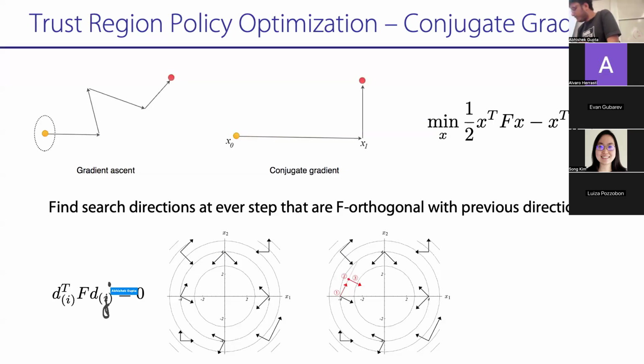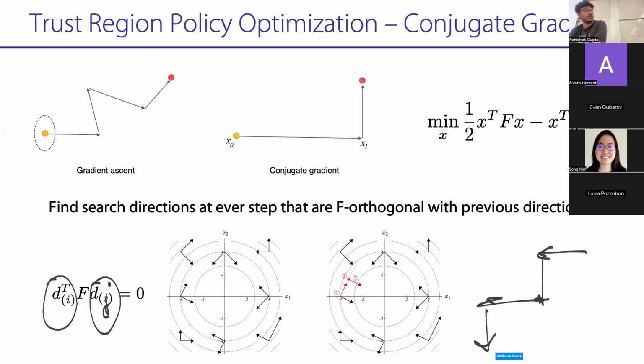That should be J. But let's say your descent direction at one time step was dj, the next time step was di. You're going to choose a descent direction that is F orthogonal to the previous step. So you can think of it as, if F was identity, then conjugate gradient would correspond to coordinate descent. So you're saying I'm going to just take a step in one direction, then another direction, then another direction, then another direction.